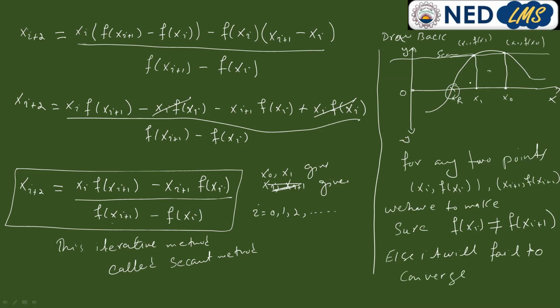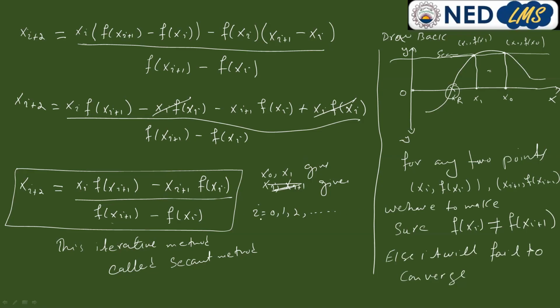Converge means that we will repeat this process so that we get close to the root. Otherwise it diverges, going to infinity. So this method fails and has a drawback. This is the formula for the iterative secant method. You need two starting points to start this scheme, and then x0, x1 gives x2. Then you discard x0. You use x1, x2 to get x3. You discard x1, use x2, x3 to get x4, and so on. This formulation will continue.